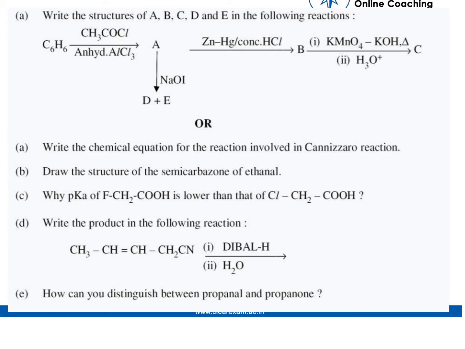C part. Why pKa of FCH2COOH is lower than that of ClCH2COOH. D part. Write the product in the following reaction: CH3CH=CHCH2CN under Dibal-H and water. E part. How can you distinguish between propanol and propanone?